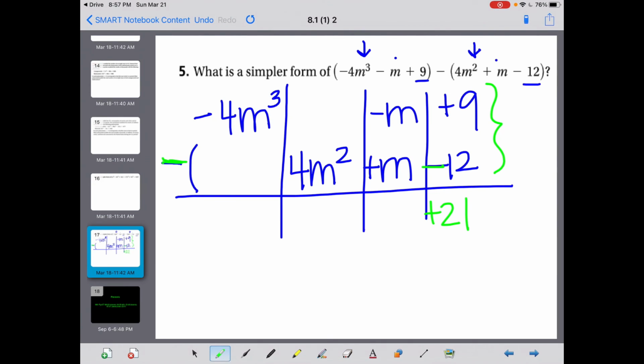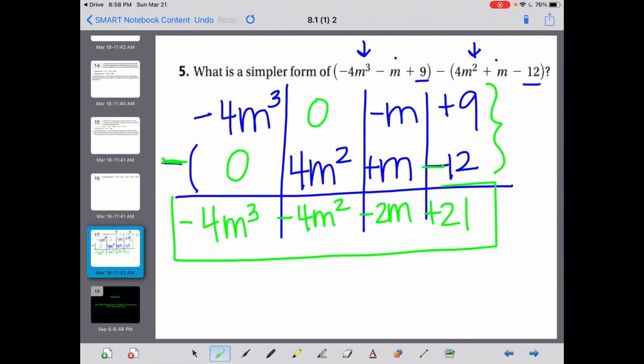Then in the next column, I have a negative 1 minus 1m, which gives me a negative 2m's. In this one, I don't have anything. This is like having a 0 minus 4m to the second power, which makes it a negative 4m to the second power. And last but not least, I have negative 4m to the third minus nothing, so this is just negative 4m to the third power. And that is my final answer.